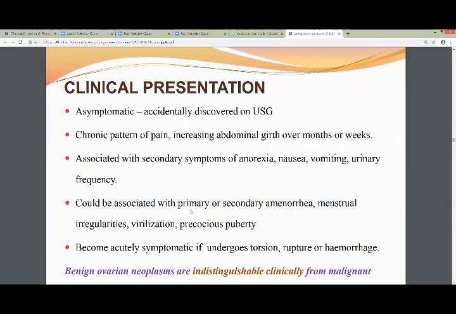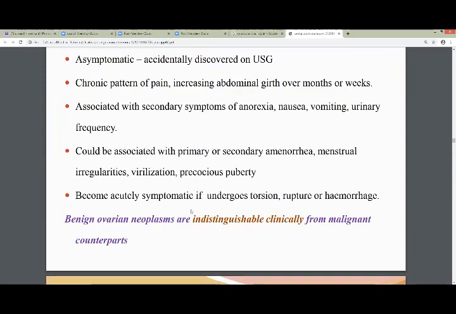It could be associated with primary or secondary amenorrhea, menstrual irregularities, virilization, and precocious puberty, depending upon the part of the histological variant of the ovary which is involved in the development of the neoplasm, as I discussed in your second slide about the normal histology of the ovary. This is very important to keep in your mind. They can become acutely symptomatic if they undergo torsion, as in the case of a dermoid cyst, or rupture with hemorrhage, as in the case of a corpus luteum.